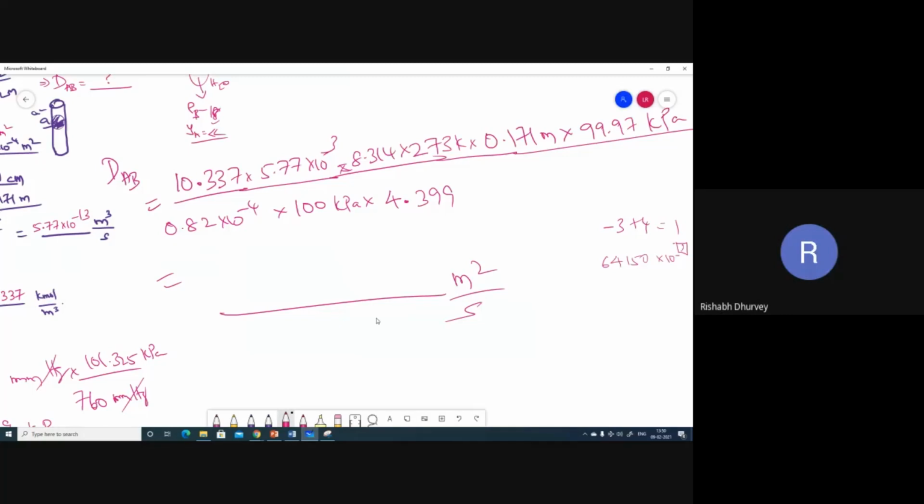So 6.5 into 10 to the power 6. Minus 6. Sir, plus 6 or minus 6? So plus 6. That's where we are having some mistake. Okay, so we should get it in minus 6. We will get in the range of 6.52 only. Some mistake we have made in writing the terms.